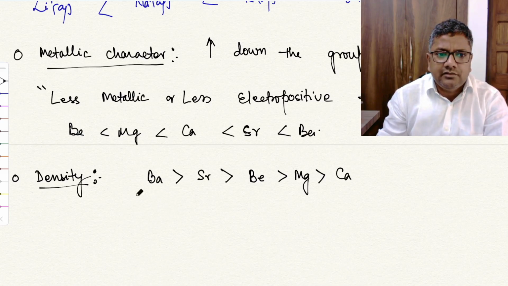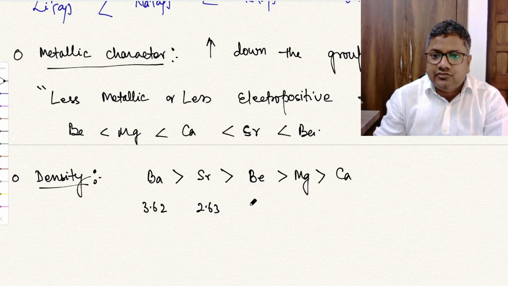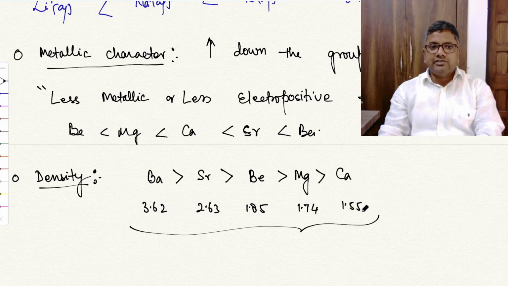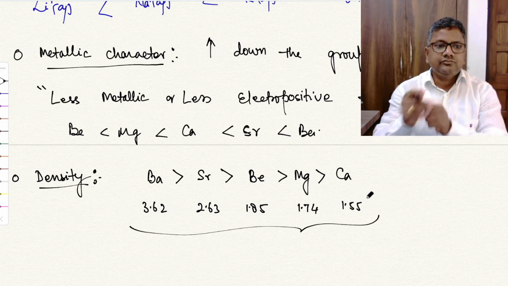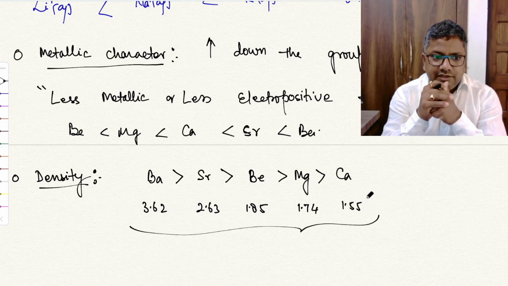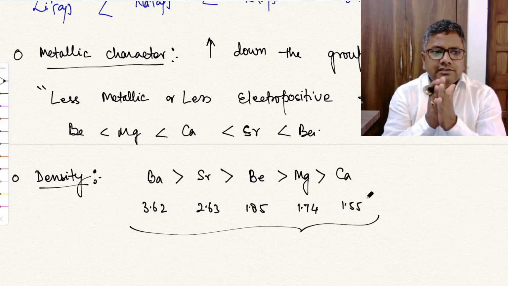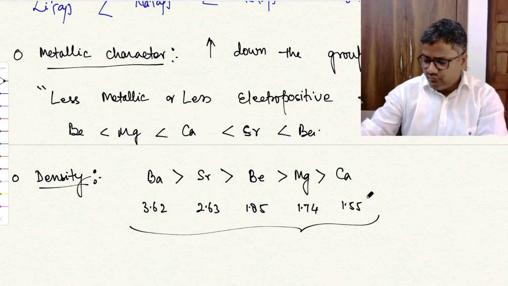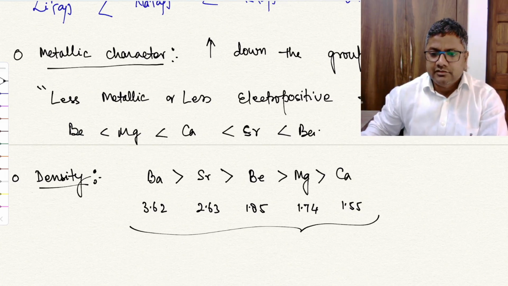So if I would like to write the values: 3.62, 2.63, and beryllium is 1.85, and magnesium is 1.74, and calcium is 1.55. So this is important. Here calcium has the least density, right? So the density of calcium is very, very low. All are silvery white, like first group metals.